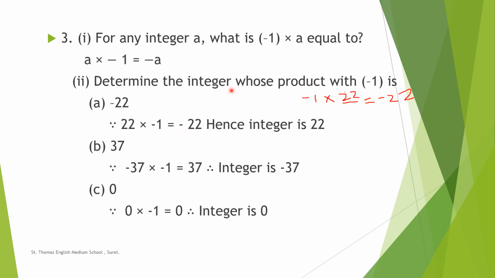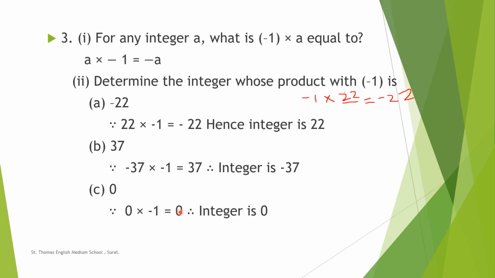37. So when you multiply minus 1 into which number, the product will be 37? We know minus 37 into minus 1 is 37. So what is the number here? Minus 37. So the integer is minus 37. It's clear? Now 0.